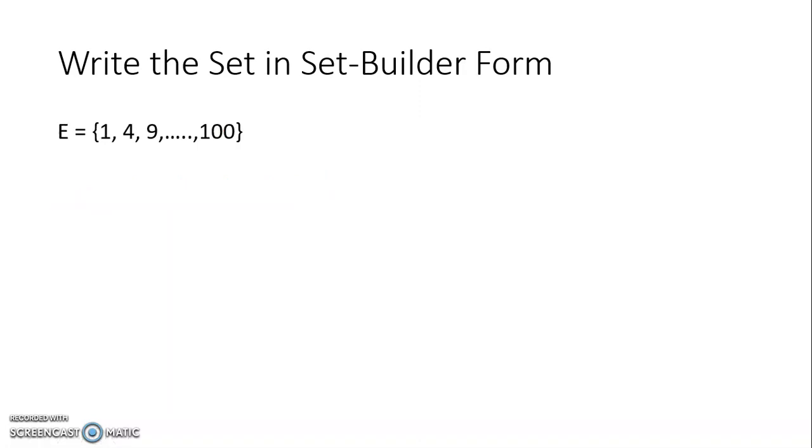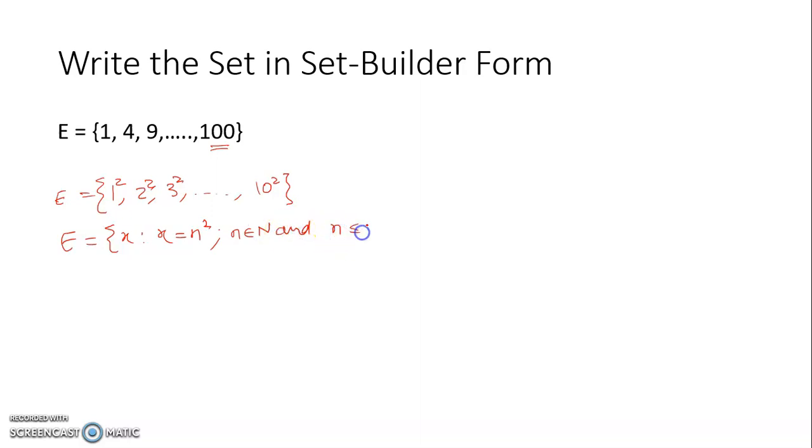Let's see another example. 1, 4, 9 and so on up to 100. That means stopping at 100. Largest number is 100. So you can simply see what it is. First natural number is square. 4 is second natural number's square. 9 is third natural number's square. And if you see 100, it is 10 square. So what is happening? I think it is very easy to write now. It can be x such that x is equal to n square. n is a natural number and n is less than or equal to 10.